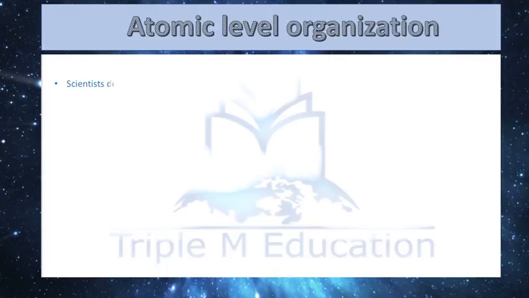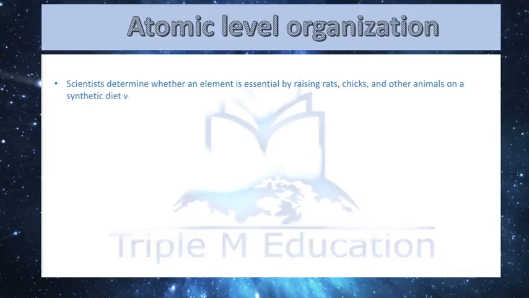Scientists determine whether an element is essential by raising rats, chicks, or other animals on a synthetic diet with acceptable levels of all elements except the elements of interest. So, what is referred to as a synthetic diet is a diet that is very well controlled, right? Ensuring that everything that the organism requires is provided for, except, for instance, calcium.